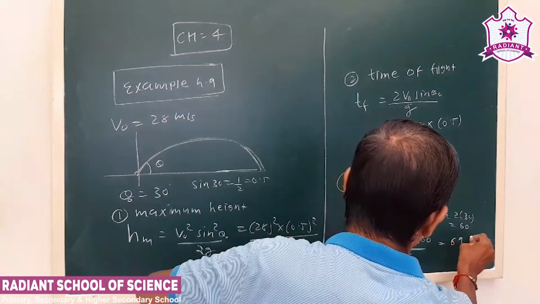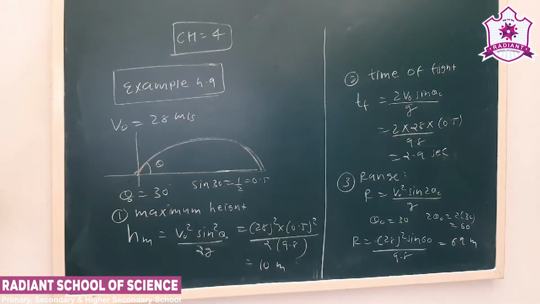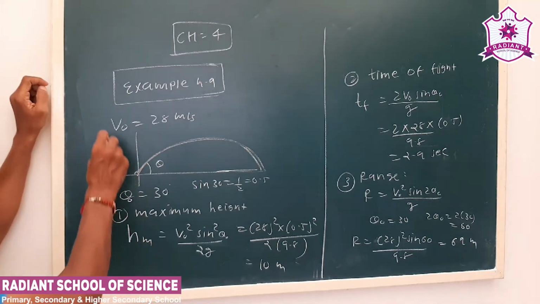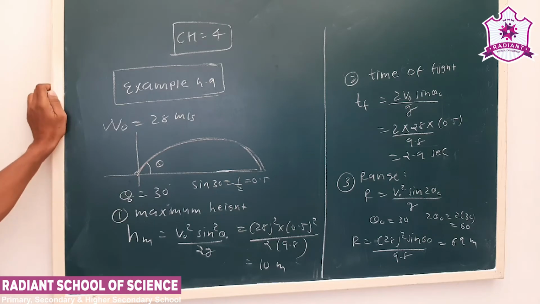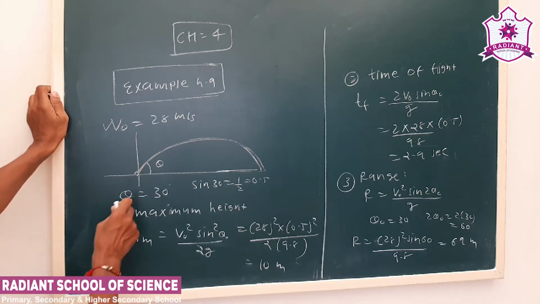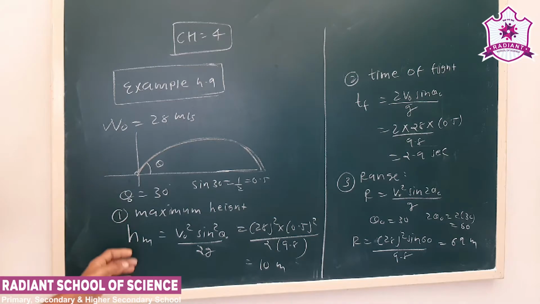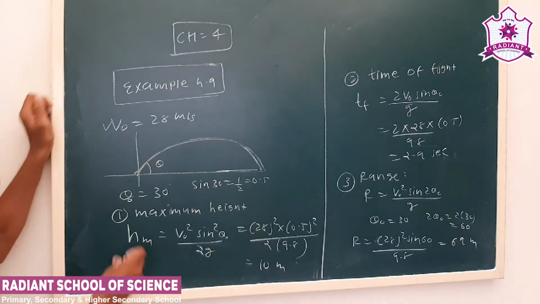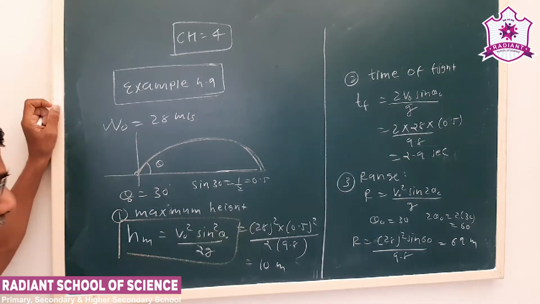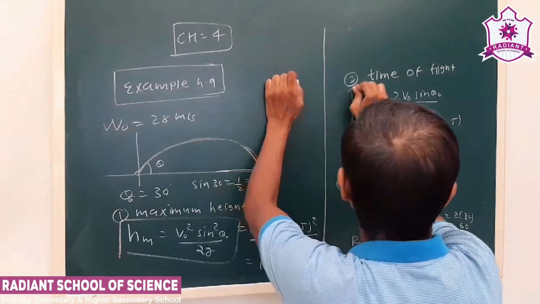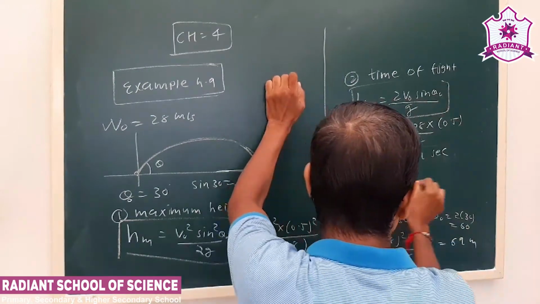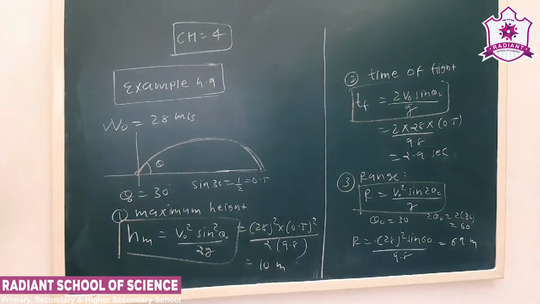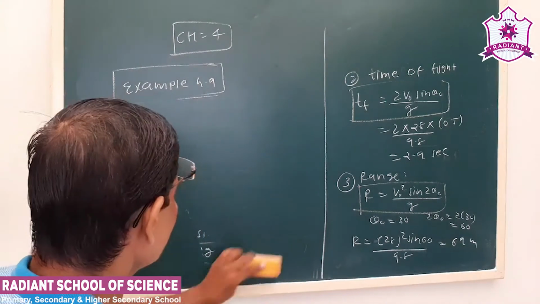Now this is about example 4.9. Here v0 is given, that is the initial velocity, or velocity of projection. Theta, the angle of projection, is 30. We have to substitute the values given in the equations: height is v0 square sine square theta upon 2g, time of flight is 2 v0 sine theta upon g, and range is v0 square sine 2 theta upon g. So this is about example 4.9. Now see our next example, example number 4.10.